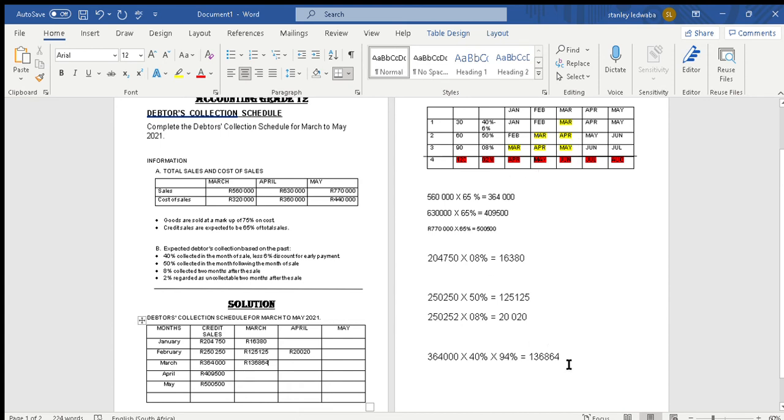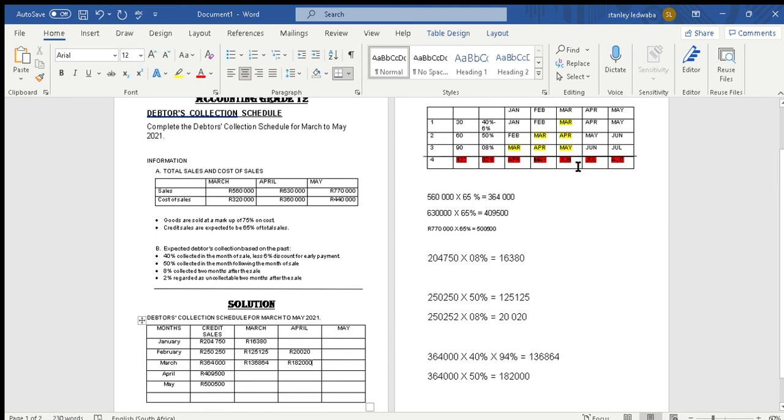We are going to say 364,000 multiplied by 50% is equal to 182,000. Let me confirm it with the calculator. 364,000 multiplied by 50%, which is correct, 182,000. Then we are going to say we have 182,000.